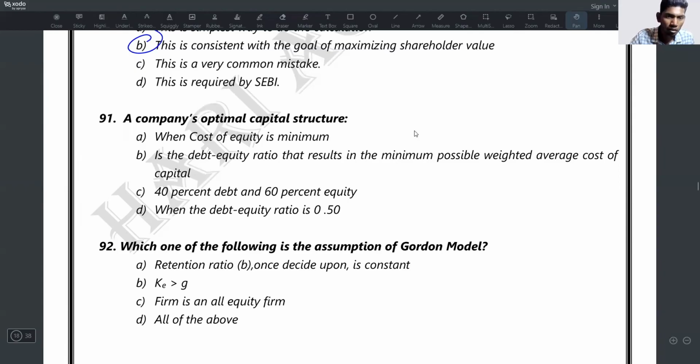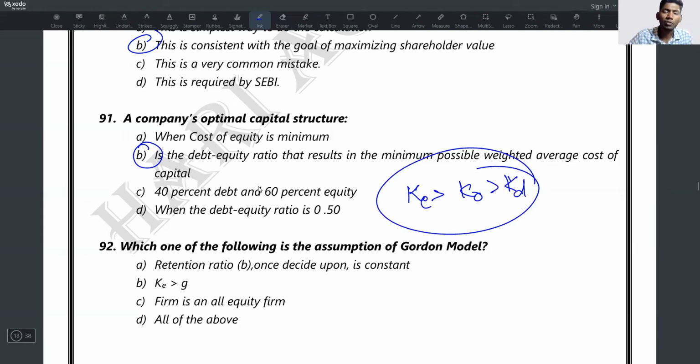Whereas when the cost of equity is minimum, that is incorrect because the optimal capital structure involves balancing both debt and equity to minimize the weighted average cost of capital. So if you want to minimize the weighted average cost of capital, you must introduce debt because the Ko always lies between what? Kd, right?